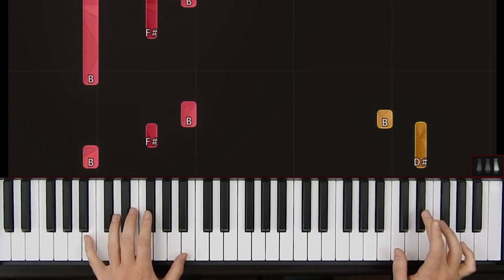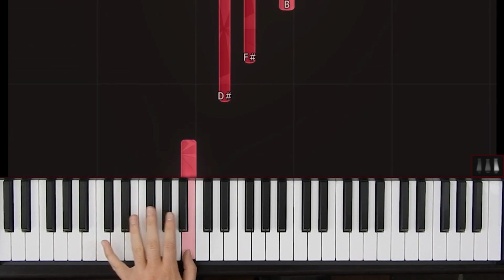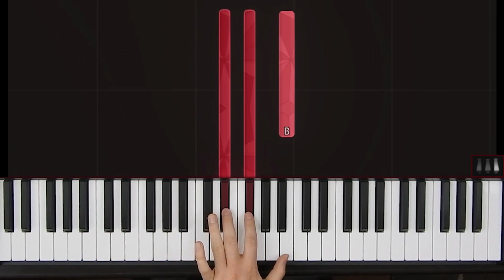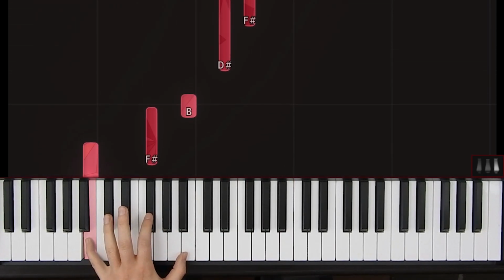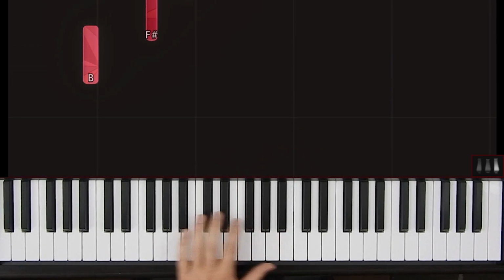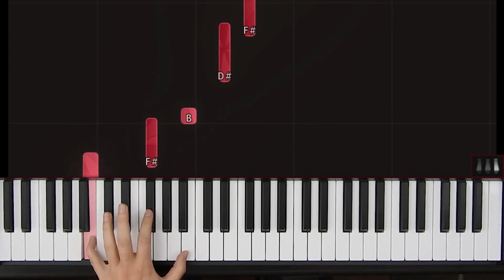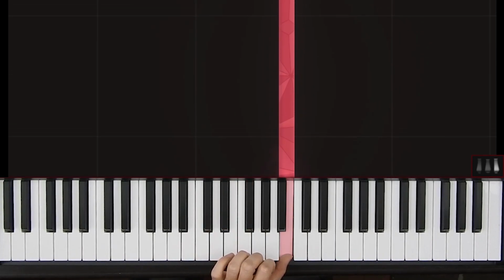So the first one is 5, 2, and 1. Over your thumb to 3, 2, and 1. B major. Again, all 8 notes. 1 and 2 and 3 and 4 and.